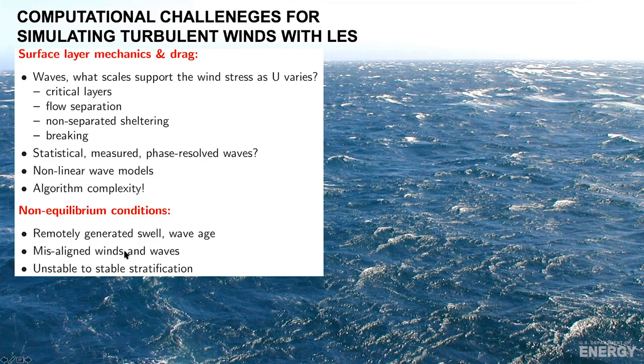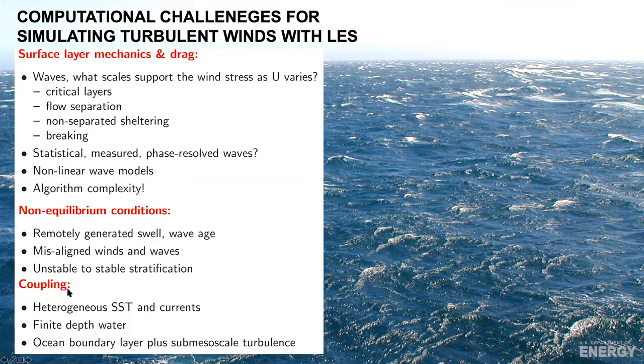This brings up the notion of winds and waves misalignment. You still have to be able to do unstable to stable stratification. You want to have day and night. So finally, coupling. I showed a little example of heterogeneous SST. It ends up that the currents are really important in doing this. So if you're going to view this holistic view of how the boundary layer is hooked to the water, you have to think about this. Then there's finite depth water that changes the whole physical process. Finally, ocean boundary layers plus sub-mesoscale turbulence. It's one scale up in terms of complexity, but you want to think about that.